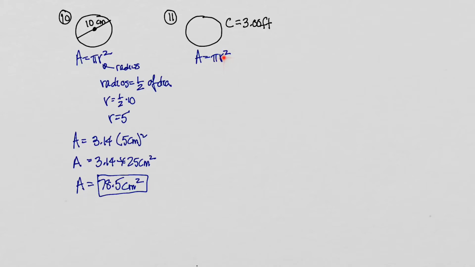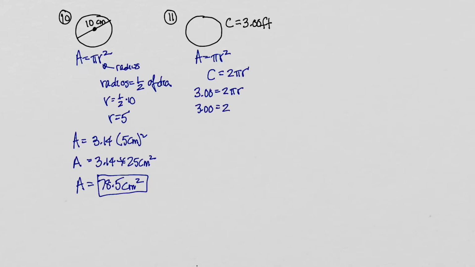So I need to look for a formula that has r and c in it. But we know that the circumference of a circle is 2 pi r, and I picked this formula because it has a c in it, and I'm given a c, and it has an r in it, so I can find r here. So let's plug our numbers in and see if we can get r. So we're going to get c, which is 3.00, equals 2 pi times r.